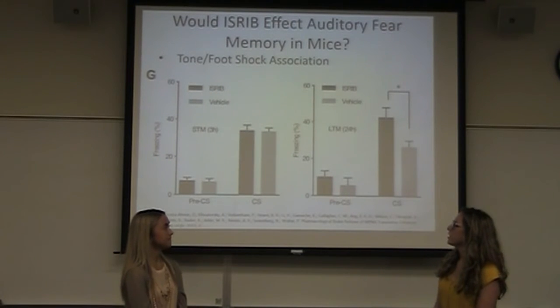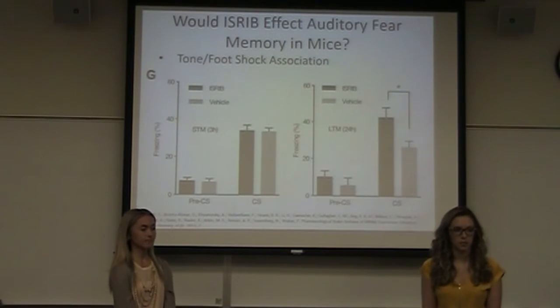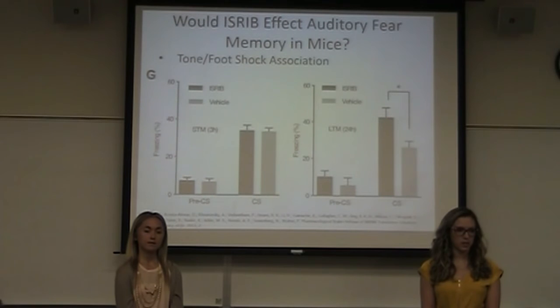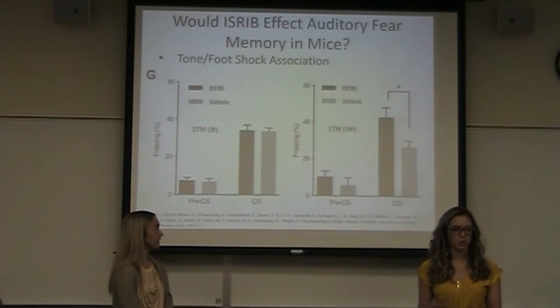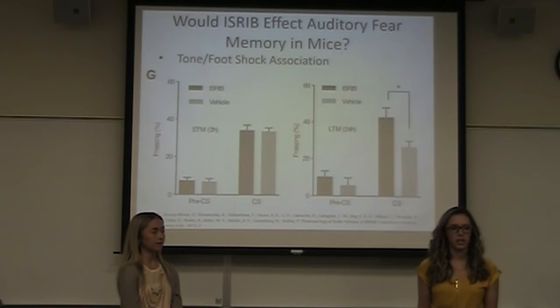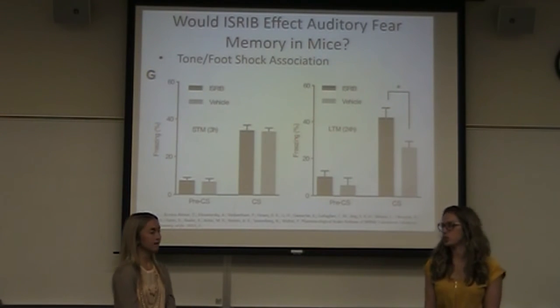Okay, and then another test that was very interesting that they completed was a tone shock. So they placed mice into a small area, and they gave them a high-pitched tone. And then right after the tone, they shocked the mice in the feet, and they got them used to that stimulation. Well, then they took the ISR-IB, or the rib mice, and compared them to just regular mice to see if, when placed back into that same situation and they hear the tone, they would freeze, if they would remember the shock that was associated with it.